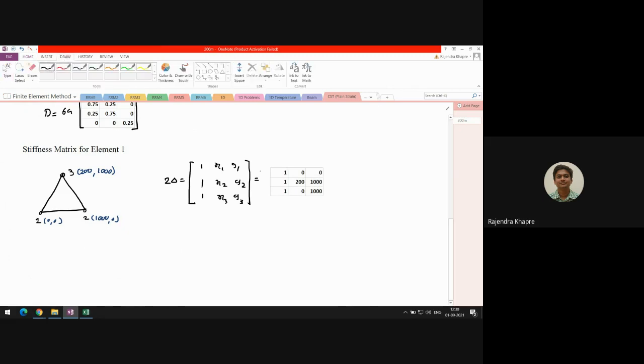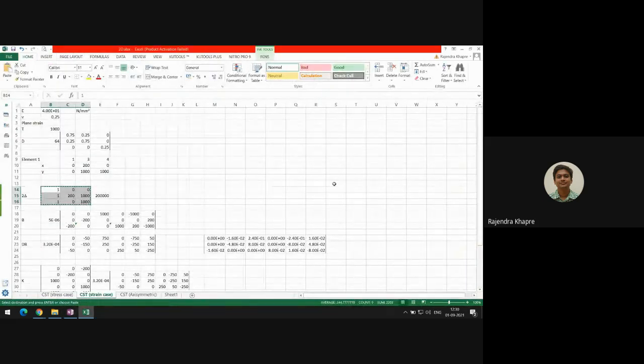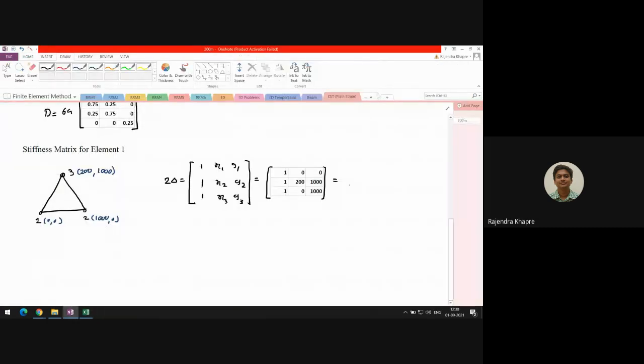Is it correct? Somebody please cross verify this. If you take the determinant of this, you should get twice the area of the triangle. Twice the area of the triangle is coming out to be something like 2 into 10 to the power 5. Am I right? Sir, x2 is 1000.